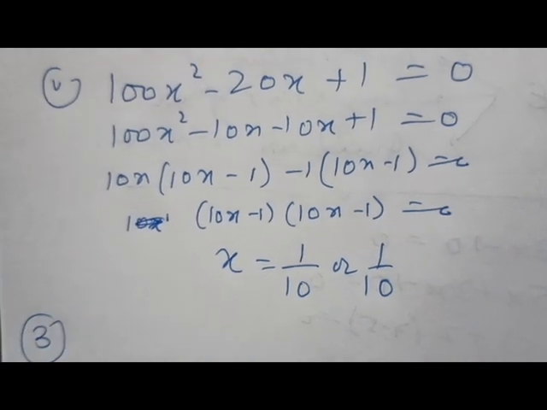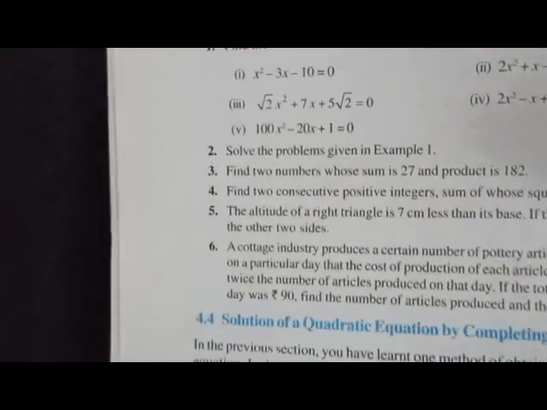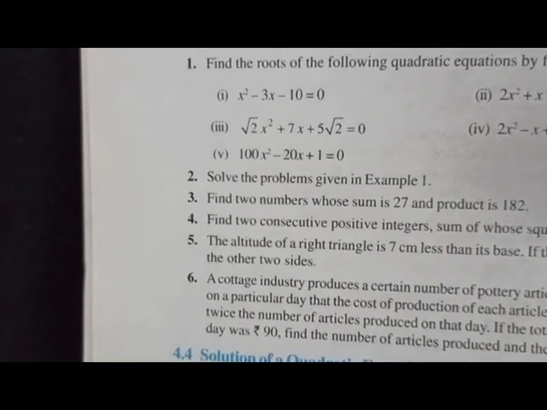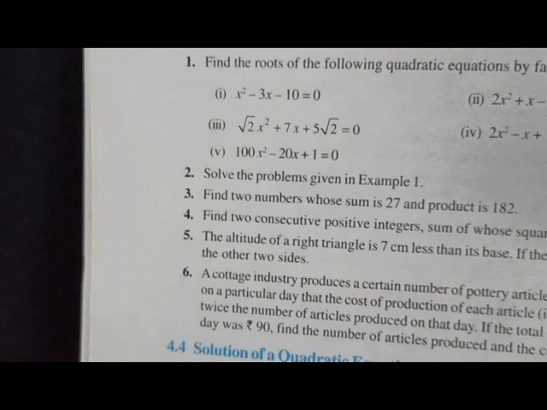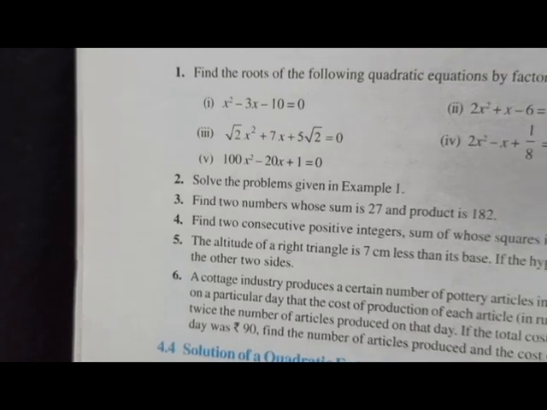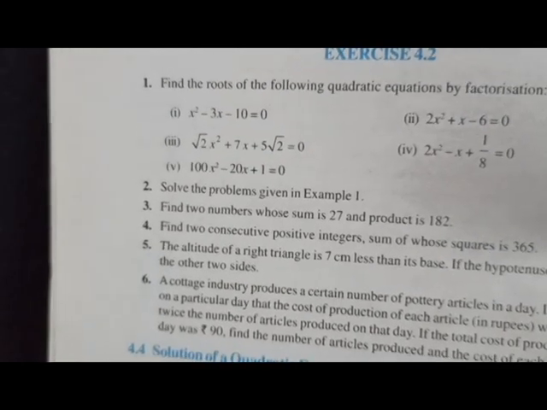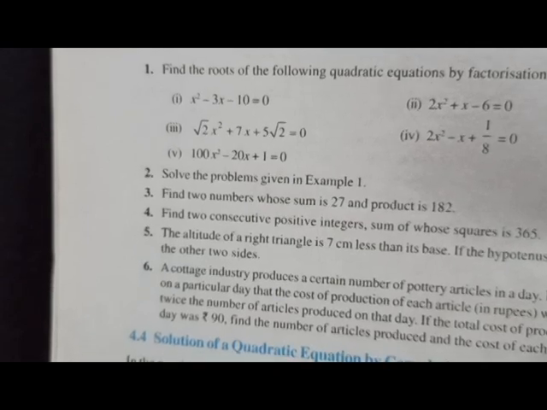Now question number 2 is just solving the problem given in example 1, students, so that you can try yourself. Moving on to the question number 3. Find two numbers whose sum is 27 and the product is 182.